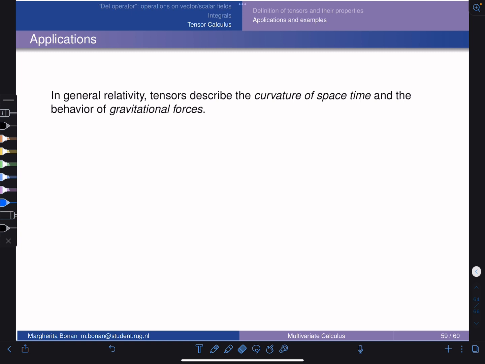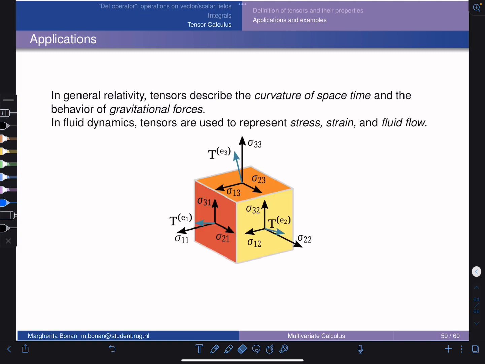In general, there are many applications of tensor calculus. For example, in general relativity, tensors describe the curvature of space-time and the behavior of gravitational force. In fluid dynamics, tensors are used to represent stress, strain, and fluid flow. Additionally, there are also tensors like the Maxwell stress tensor used in electricity and magnetism. This is just a picture of a rank-3 tensor.